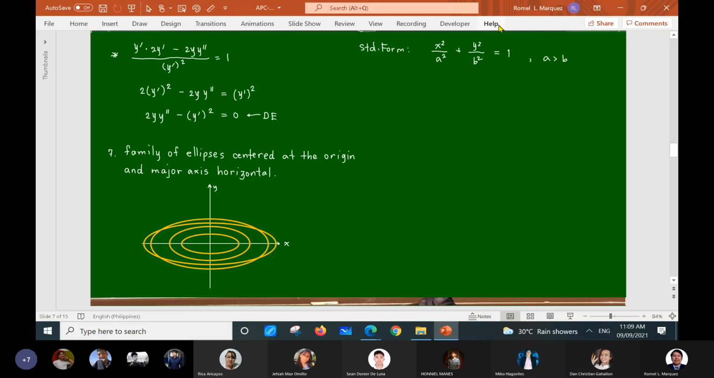Yes po sir. Okay? So, how many arbitrary constants? Dalawa po. So, ang general solution natin, yan din: x squared over a squared plus y squared over b squared equals 1, this is equation number 1, where a and b are arbitrary constants. So there are two. So we are going to differentiate 2 times. Get it, guys?